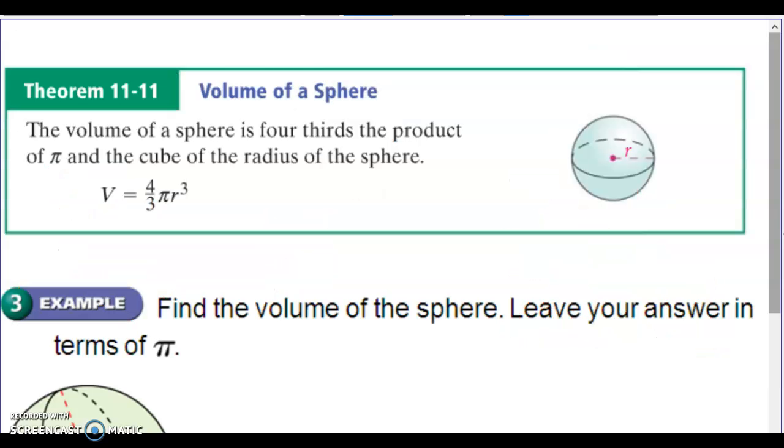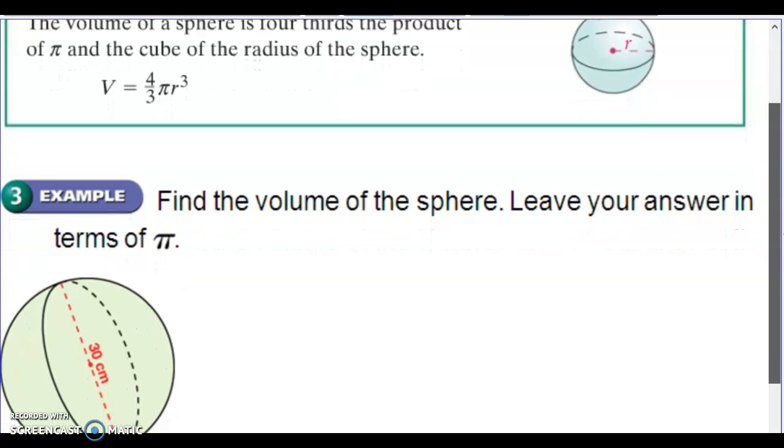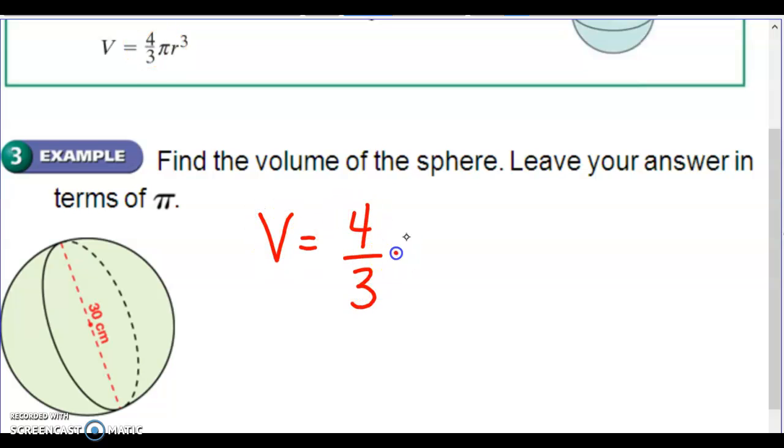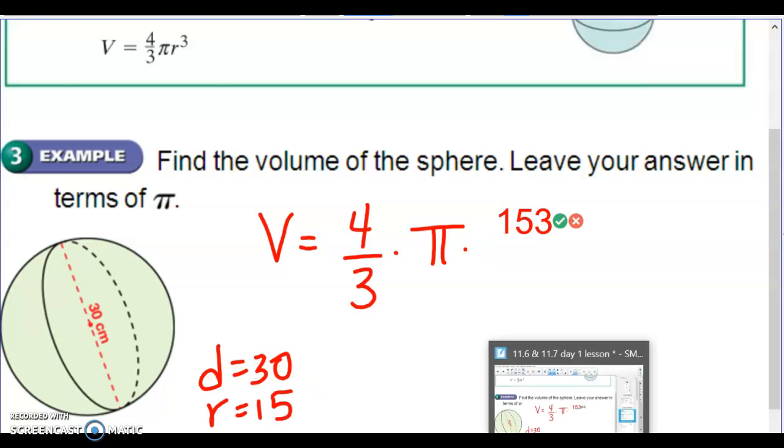All right, our next one then is a sphere. So a sphere has a formula all on its own, just like the surface area did. It's 4/3 pi r cubed up here in the top here. Okay, so on this one, it'll be 4/3 times pi times, what is our radius? Well, 30 is the diameter. All right, so the radius would be 15. So times 15 cubed.